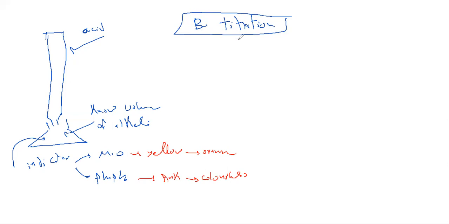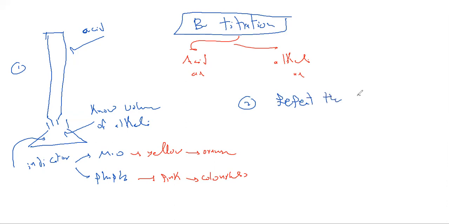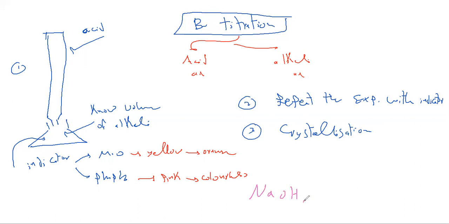We use titration in case of acid aqueous and alkali aqueous. We fill the burette with acid, take a known volume of alkali, add indicator, and titrate until the color changes. This is number 1. Number 2, repeat the experiment without indicator. Why do we repeat without indicator? To obtain pure crystal. Why do we use indicator first? To indicate the end point. Number 3, we make crystallization. This is like the reaction between sodium hydroxide aqueous and hydrochloric acid aqueous.